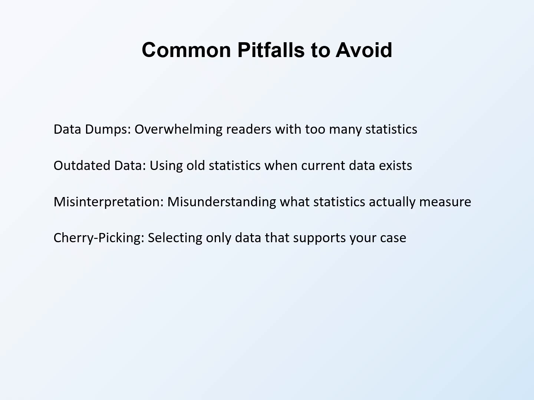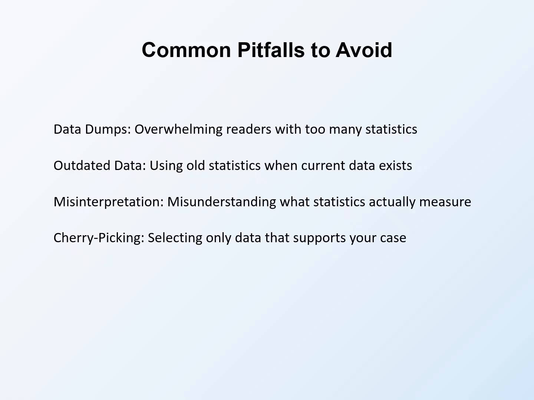Sometimes older data is all that exists for specific measures. In those cases, acknowledge the date and explain the limitation. Misinterpretation occurs when you misunderstand what statistics actually measure. Definitions matter. Unemployment rate measures only those actively seeking work, not everyone without a job. Poverty threshold differs from living wage. Read methodology notes to understand exactly what statistics represent.